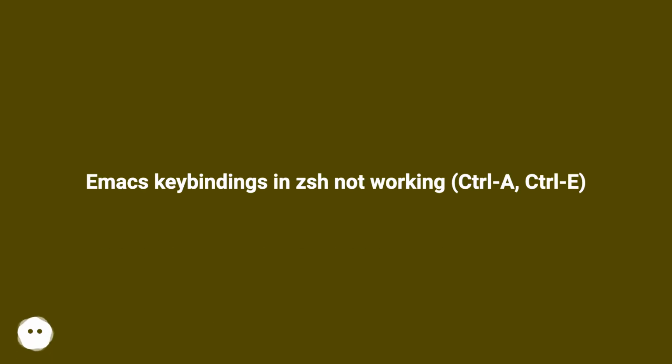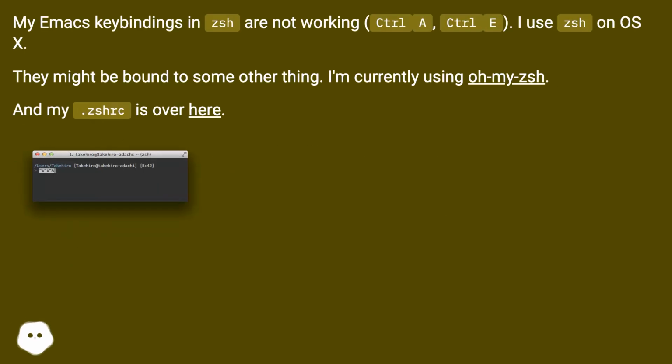Emacs keybindings in ZSH not working. Ctrl-A, Ctrl-E. My Emacs keybindings in ZSH are not working. Ctrl-A. I use ZSH on OS X. They might be bound to some other thing. I'm currently using my ZSH, and my .zshrc is over here.